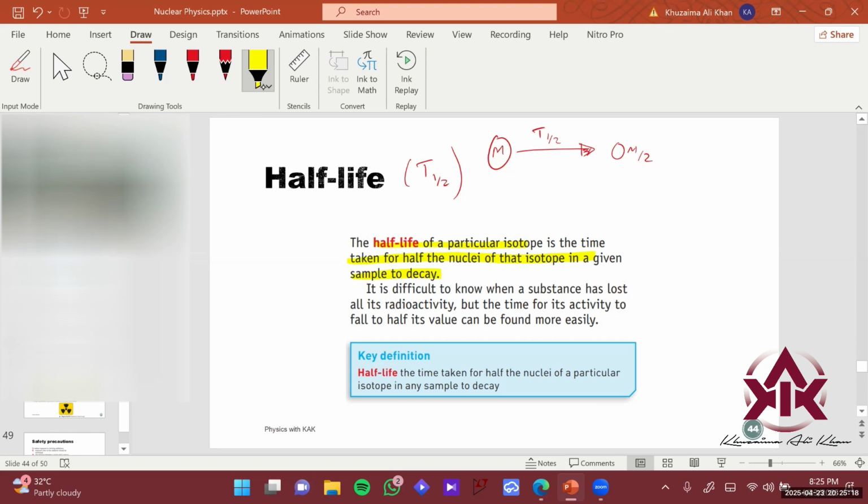So it is difficult to know when a substance has lost all of its radioactivity, but the time for the activity to fall to its half value is easy to find, right? You can use a Geiger-Muller tube just to keep the count rate. And as soon as the count rate goes to half, that is your half-life, right? So this is the definition we should learn. Half-life is the time taken for half of the nuclei to decay.